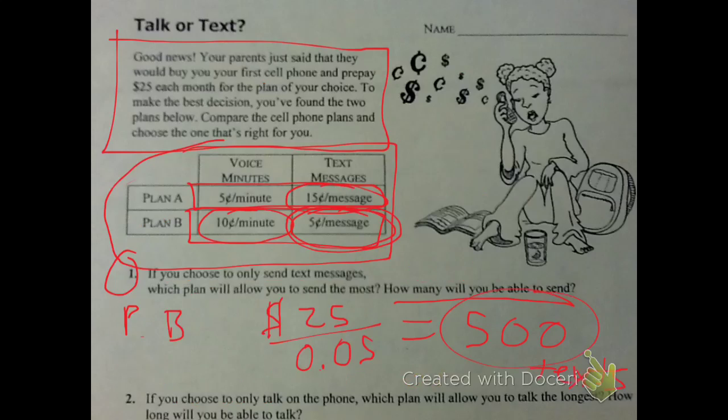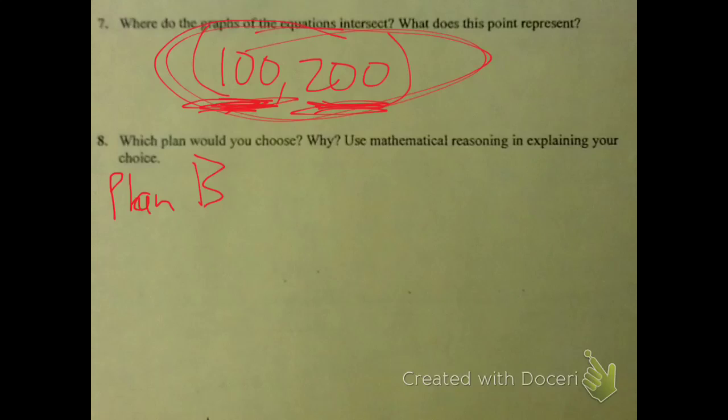And so, much like we did on part 1 here, we found out that on plan B, you can send 500 texts in a month. If you were to look at the number of texts you could do in a month with plan A, you can only send like 1/3 the amount because it costs 3 times as much per text message. And since that's the case, I would go with plan B, because with plan A, my text message dollar amount would be 3 times as much. And I really don't talk on the phone that much.